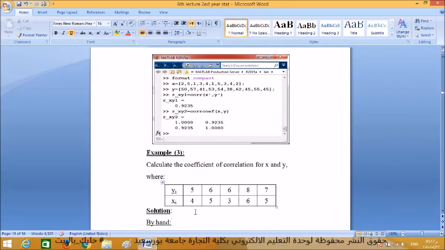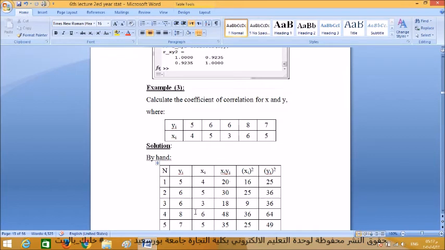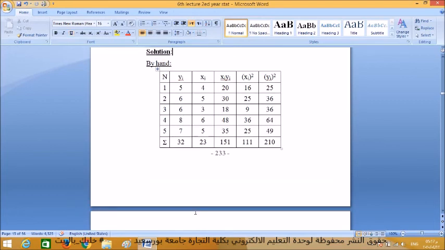Example 3, another example. Here we use the third formula. This is x, this is y. Then we construct the third column denoted by x multiplied by y, then x squared, then y squared, right? Here the number of observations is 5 for every variable.